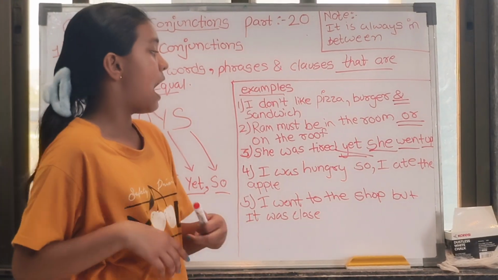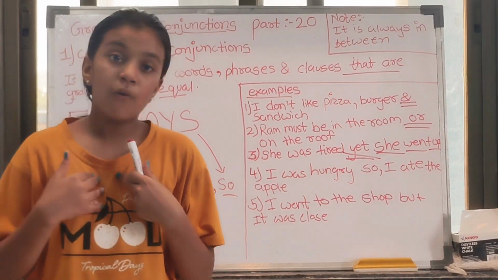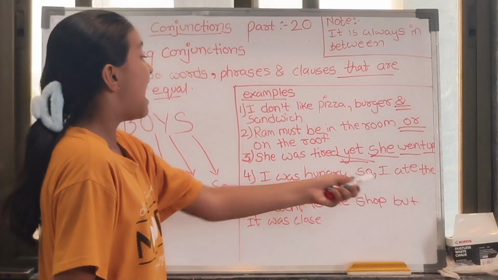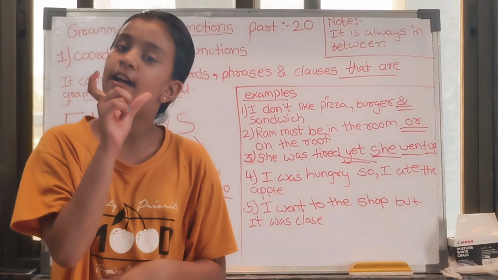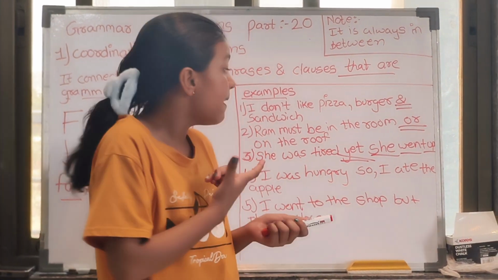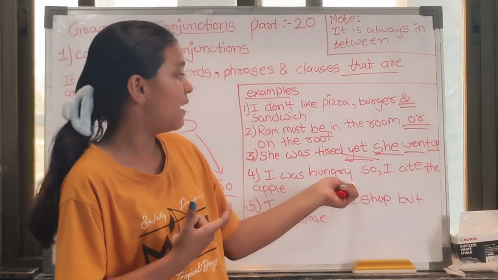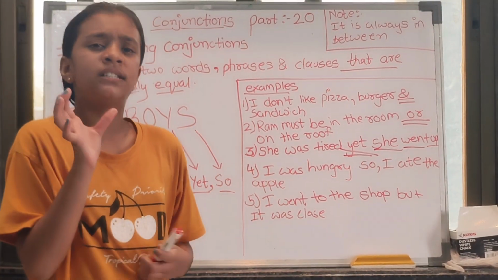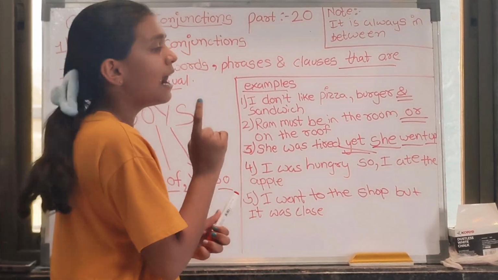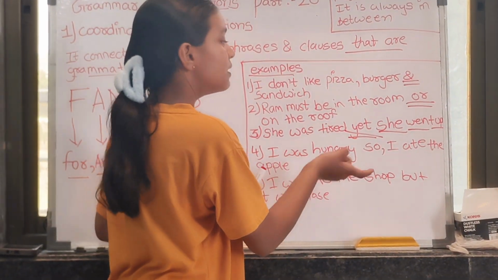Now fourth is: I was hungry, so I ate the apple. Means I was hungry. That's why I ate the apple. Here again the reason is given. Here we are getting the reason that why did he eat the apple? Because he was hungry. Understood? So in some sentences we can write like this also: I ate the apple because I was hungry.